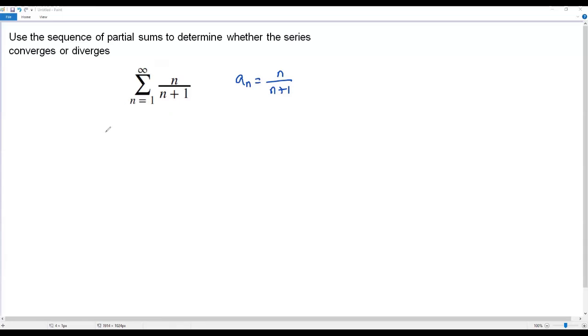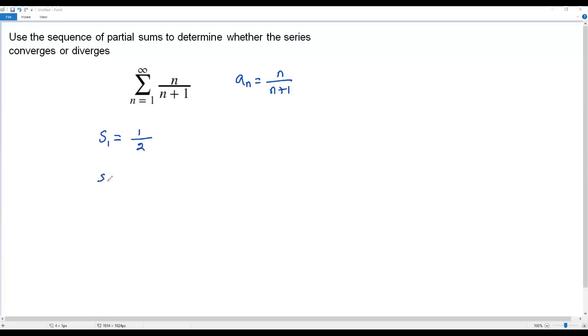So for that, first I'm going to find the first partial sum. The first partial sum means the sum of the first one term in the given series. The sum of the first one term is nothing but the first term of the series. For that, we plug in n equals 1 into the nth term. When I do so, I'm getting 1 over 1 plus 1, which is 1 over 2. So that is, I plugged in 1 for n.